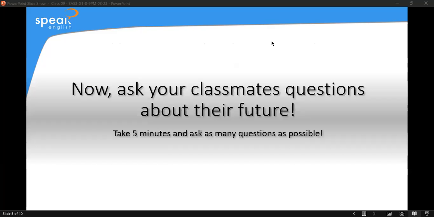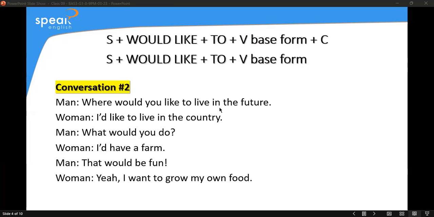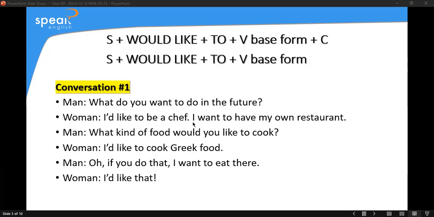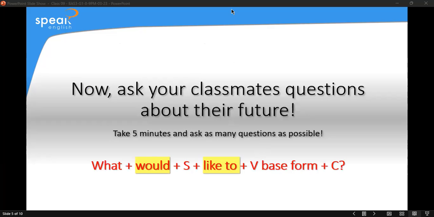Okay, excellent. So before we continue with something else, let's try to create different questions that we can ask to people about the future, okay? In the previous conversation, we had some ideas. Where would you like to live in the future? A normal question for the future. Other one, for example, what kind of food would you like to cook in the future? Okay, because this person wants to be a chef. So what other questions can I ask to people about the future using would?